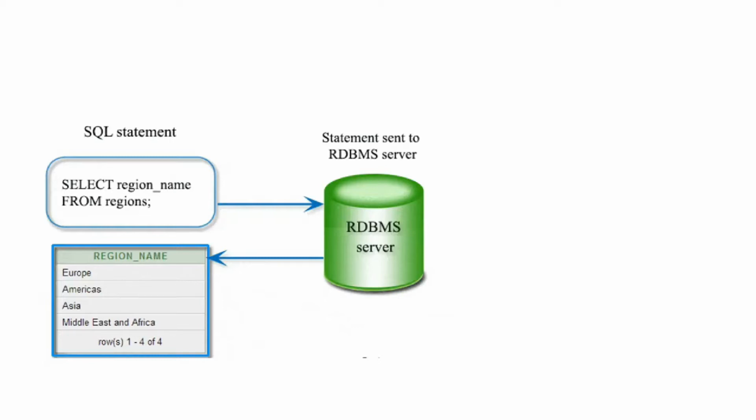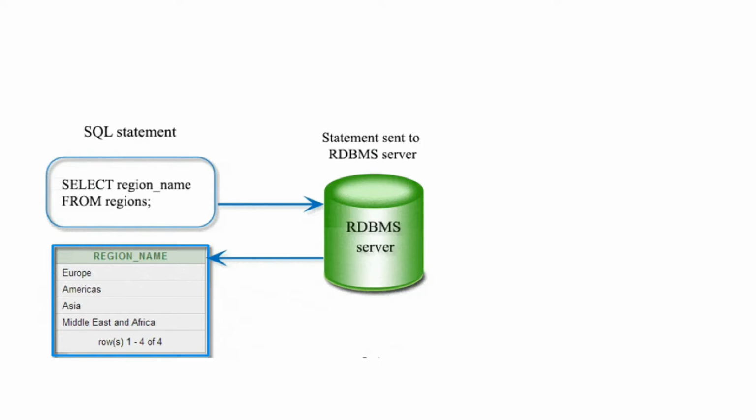If you haven't watched my DBMS tutorial series, which is also from an interview point of view, where I have covered only the important topics required for you, then please go ahead and watch that. You will get to know what an RDBMS is. Now the SQL statement hits the RDBMS, and from the RDBMS we get the result. Presently it is asking: select region name from region. So region is some table and it wants us to give only the region name.